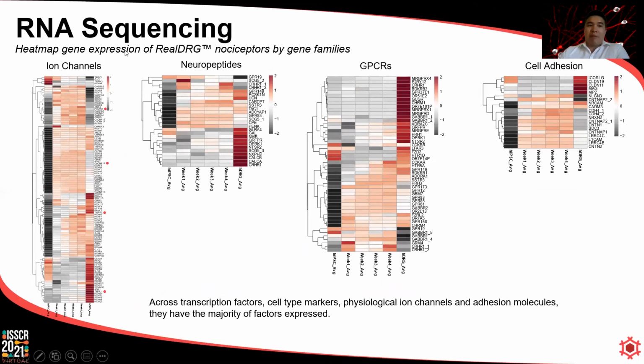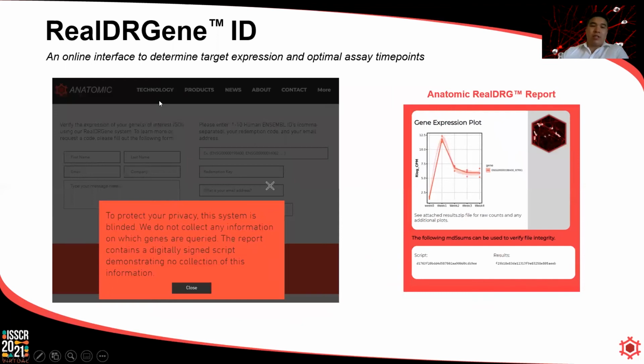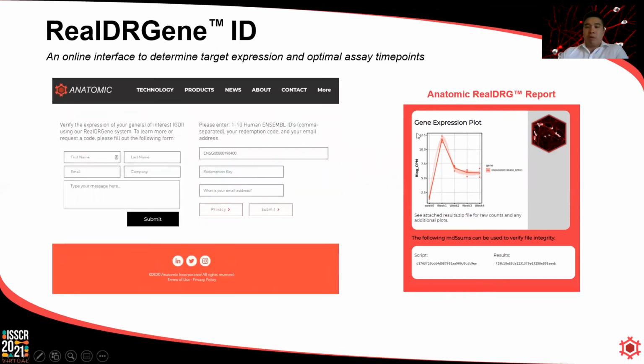You can also look at heat map gene expression of the iPSCs, the weekly time points, and the primary DRG by gene families. Ion channels are very important. There's PIEZO2, calcium channels, TRPV1, also neuropeptides, GPCRs, and cell adhesion molecules. Everyone has their own target of interest, which is why we created the Real DRG and iPSC interface, where you can look through our RNA sequencing data via our website, type in a gene of interest, and come up with a gene expression plot so that you can understand whether your gene is expressed and what the optimal time to assay is.